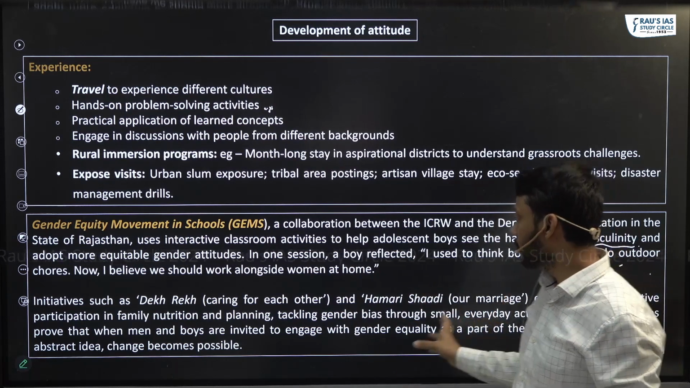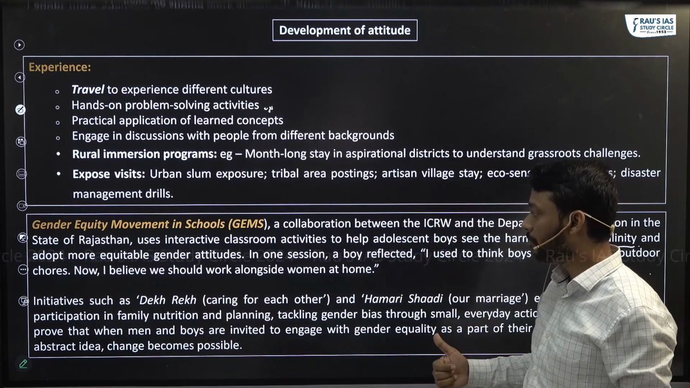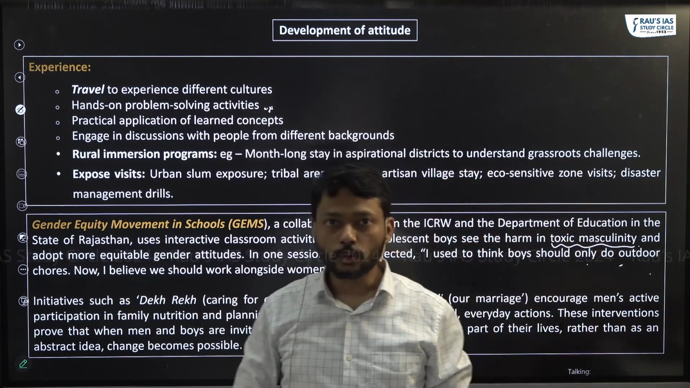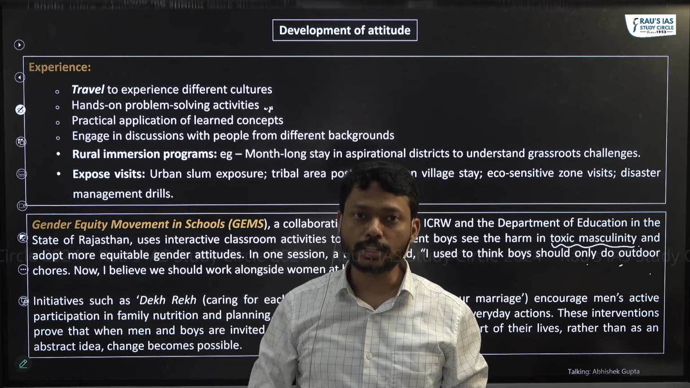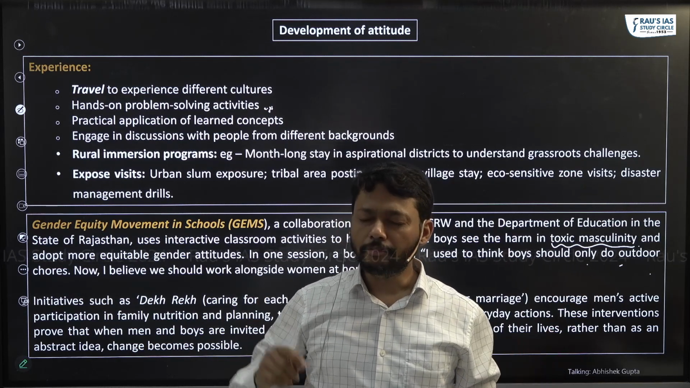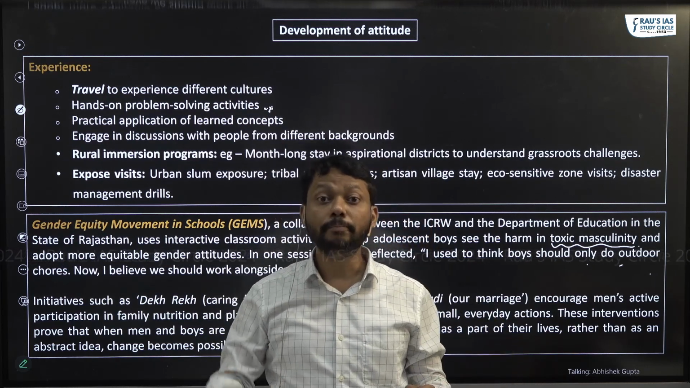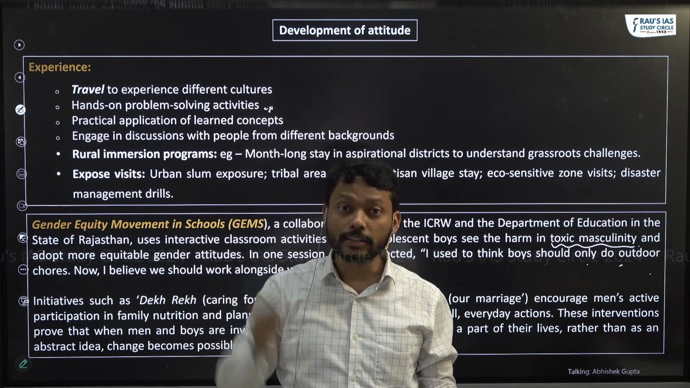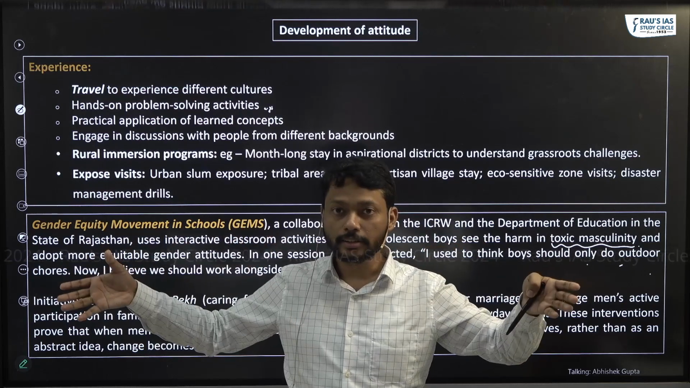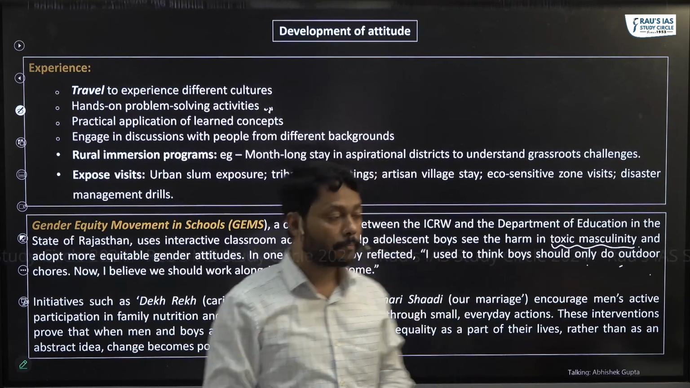There's another initiative mentioned in the article, Dekh Rekh, Hamari Shadi. These are activities in which the boys are engaged to have the experience of taking responsibilities, which is a very, very important part. Plato has said, emotion is the basis of all learning. And no matter how much you learn from the theoretical instructions, knowledge can never be complete without experience.